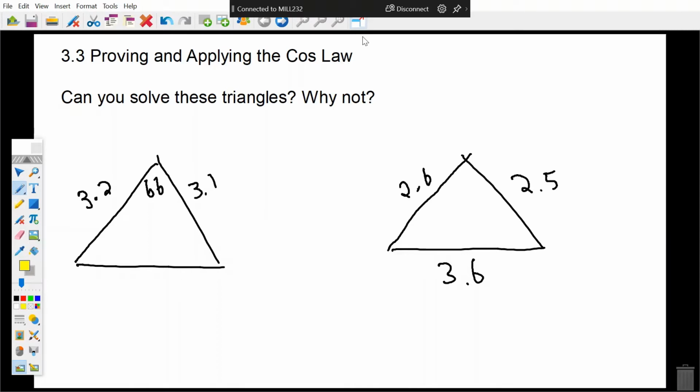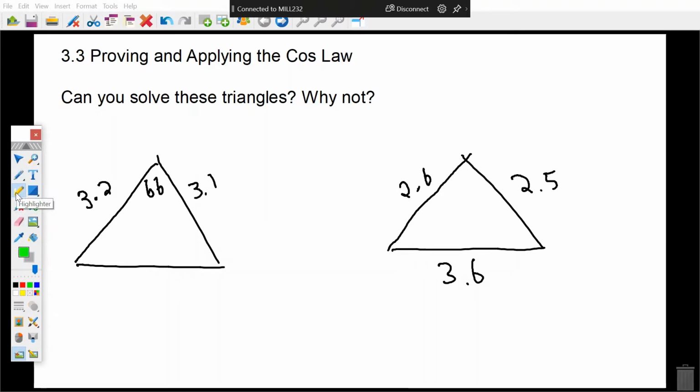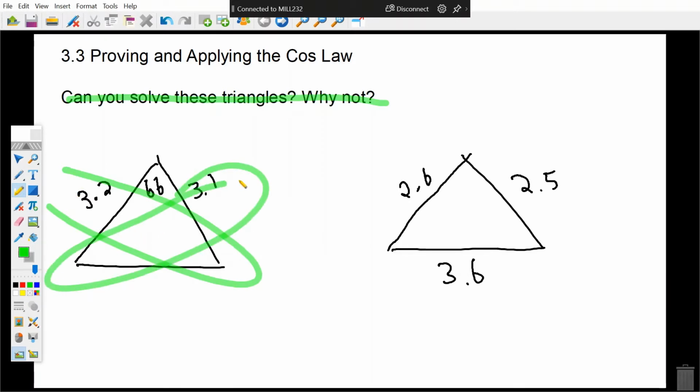Let's begin. So if we had to solve these triangles, given what we currently know, could we solve them? Yes or no? If we were using the sine law to try to solve these triangles, we can't do it, right? The reason is that we don't have any angle-side pair relationships. Nothing here matches up. And on this one, we don't even have any angles, so there's no way to solve these triangles using the sine law. So what we're going to use is called the cosine law, or the cos law.